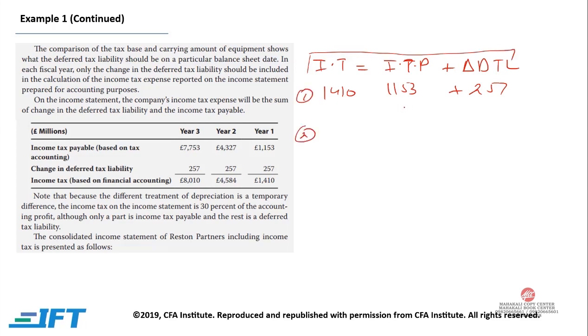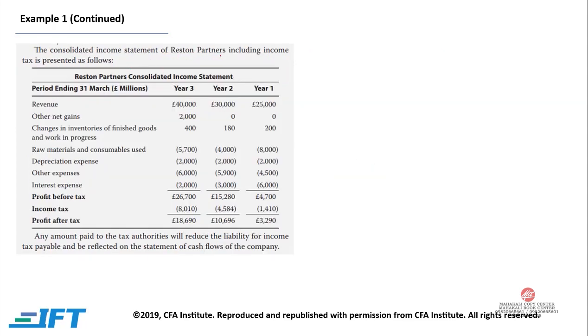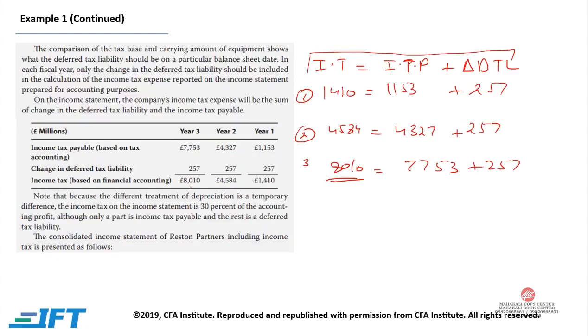Second year, your income tax payable was 4327 plus again the change in deferred tax liability was 257, that is constant throughout 3 years. So 4327 plus 257 is 4584. And for third year, again your income tax payable was 7753 plus change in deferred tax liability, and we get the income tax that we need to pay as 8010. Now this is your consolidated income statement for Reston Partners including income tax, presented below. So these are the income taxes that are given, and we have also calculated income tax through this formula.